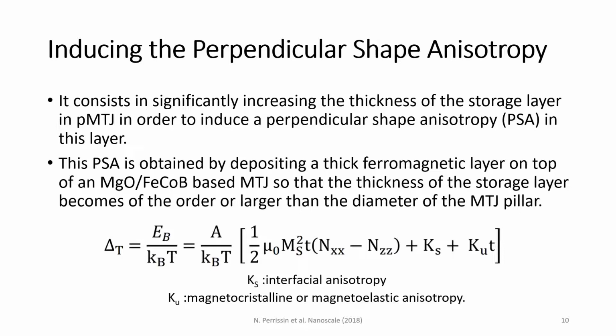So in this paper, they want to induce the perpendicular shape anisotropy. So they deposit a thick ferromagnetic layer on the top of the CoFeB free layer. So they can increase the thickness to achieve the perpendicular shape anisotropy.